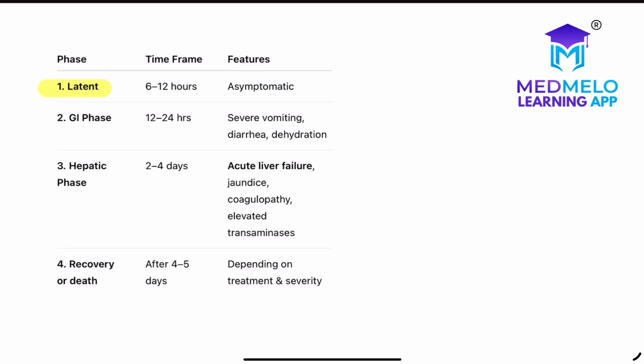First stage is the latent stage. Latent phase is asymptomatic. Then the gastrointestinal phase, with severe vomiting, diarrhea, dehydration. Then the hepatic phase, which happens after 2 to 4 days, and it causes hepatic failure. Then jaundice, coagulopathy, elevated transaminases. These occur in the hepatic phase, and then the recovery phase or death can happen after 4 to 5 days, depending on the treatment and severity.